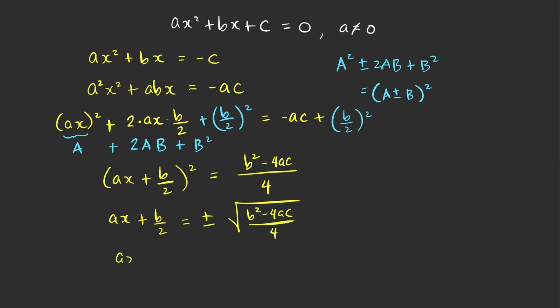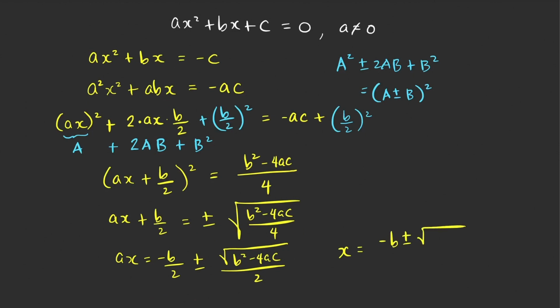And you'll get ax equal to negative b all over 2 plus or minus the square root of, so here you take the square root of the numerator over the square root of the denominator, but the square root of 4 is just equal to 2. And this will give you the quadratic formula, x equal to negative b, combining this into a single fraction, plus or minus the square root of b squared minus 4ac, and then all over 2, but of course, dividing both sides by a, you'll get all over 2a, which is the quadratic formula.